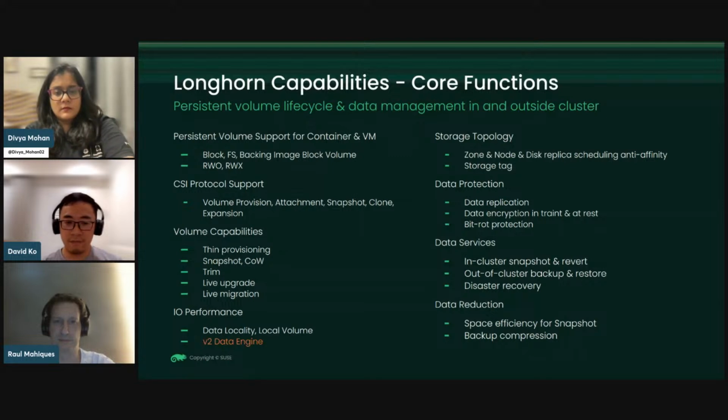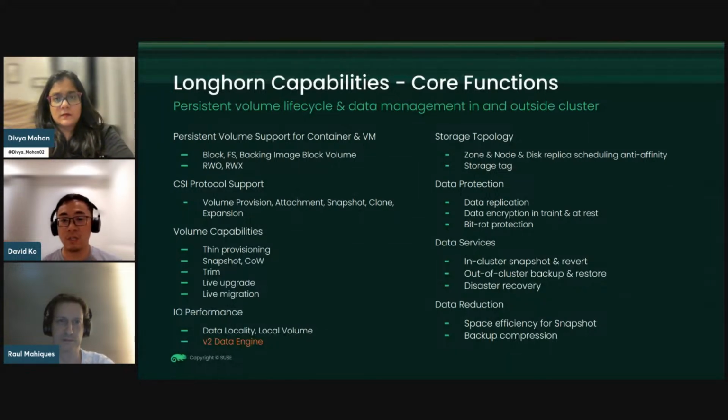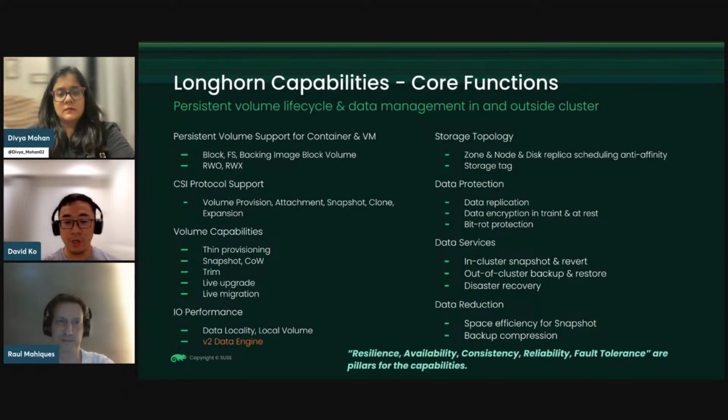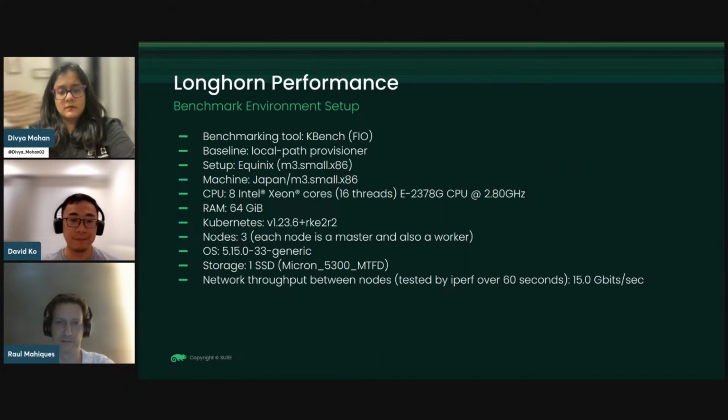So this is what I want to share with you, the core functions Longhorn can provide. But beyond that, Longhorn also provides other functions. If you're interested, you can check the Longhorn documentation later. So the few pillars I want to mention: resilience, availability, consistency, reliability, and fault tolerance. These are always the key factors when we develop each Longhorn release.